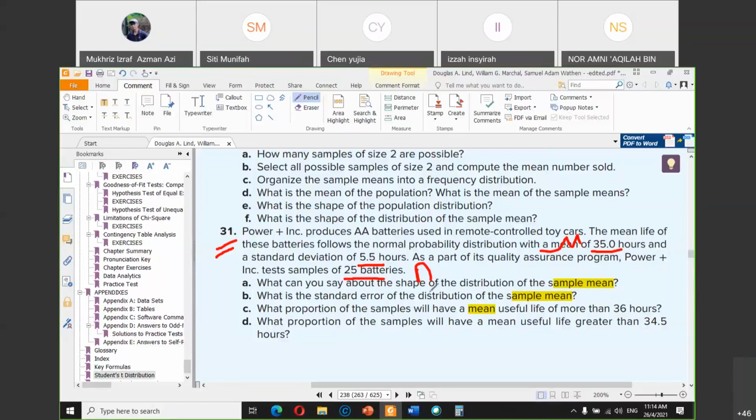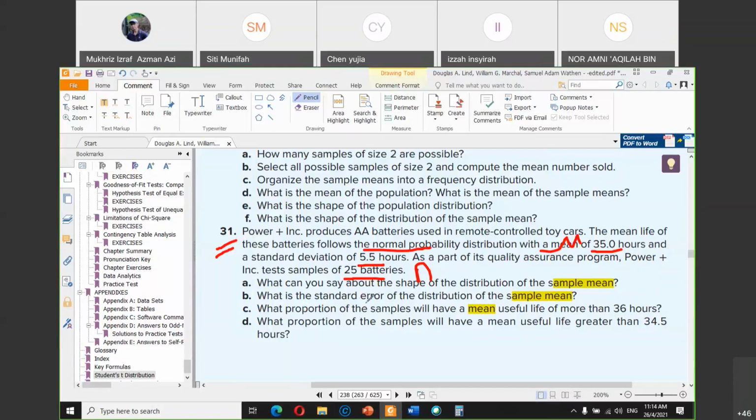What can you say about the shape of the distribution of the sample mean? You can say that it is approximately normal, because it is already mentioned here that it follows a normal distribution. So it is normally distributed, or approximately normal.